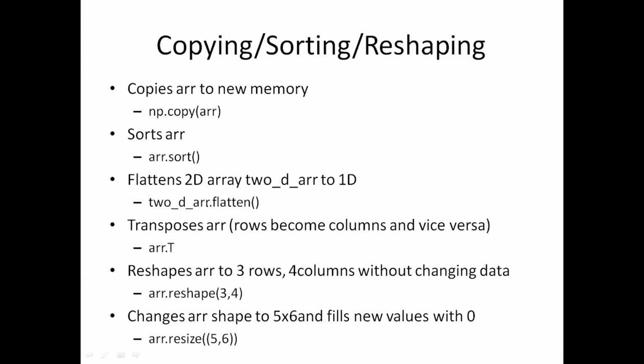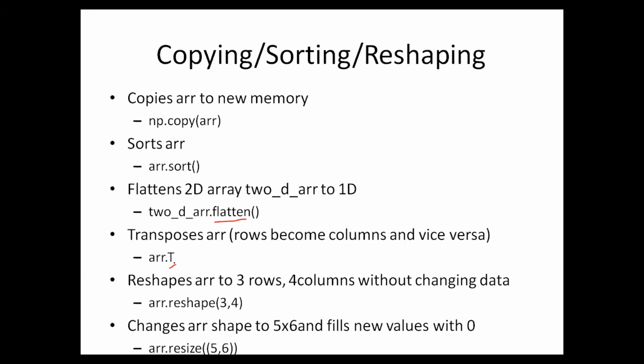Similarly, you can flatten a two-dimensional array to a single dimension using the flatten method. T gives me the transpose of a given matrix. For example, A equals np.arange 9, reshaped as a 3 by 3 matrix. A is this, and A.T gives me the transpose. So look how simple it is to perform such operations using NumPy.